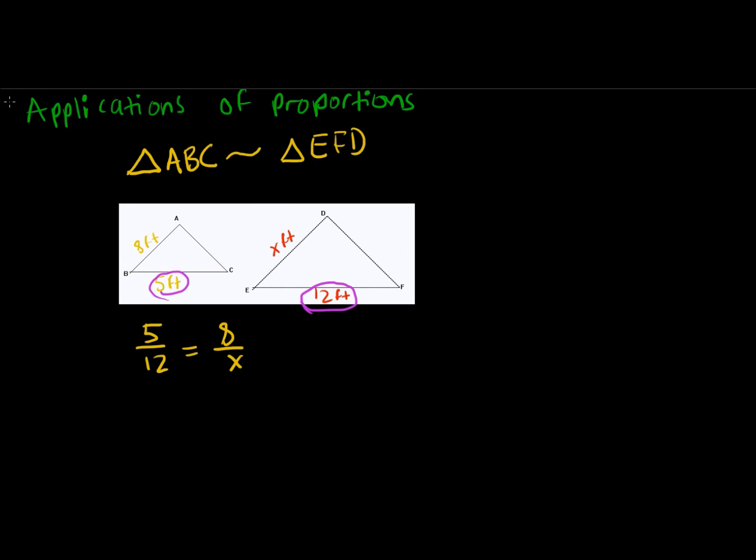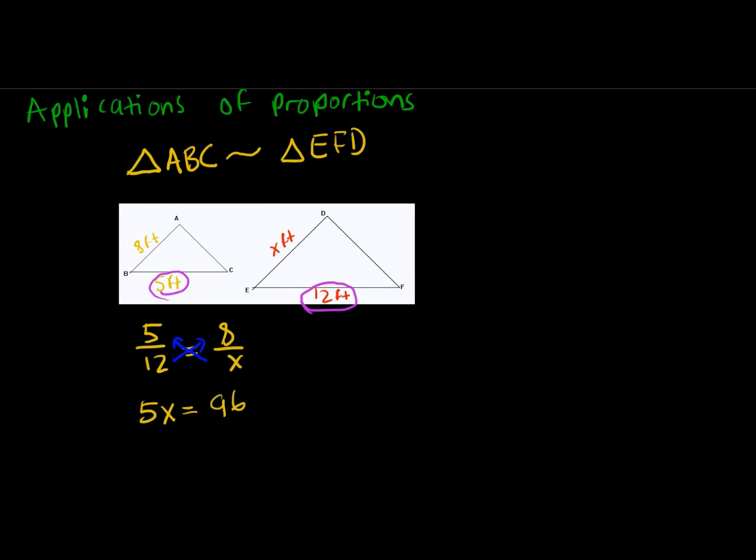Now we want to solve for x. So first we can cross multiply because it's a proportion. So 5 times x and 12 times 8. 5 times x would give us 5x. 12 times 8 would give us 96.